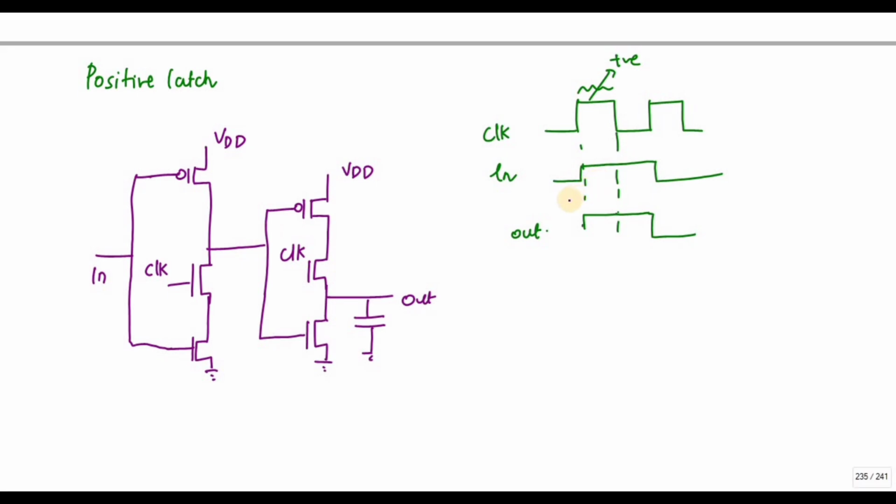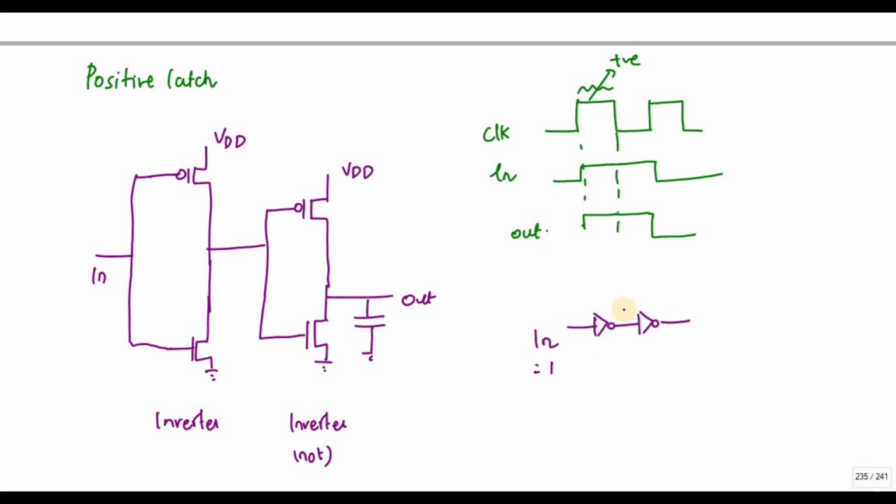Whenever the clock is 1, these two PMOS will conduct. So this becomes one inverter, and this is also an inverter. An inverter is called a NOT gate, so you have two inverters. If the input value is 1, this becomes 0, then my output goes to 1. So the input will be reflected at the output. If it is 0, this becomes 1 and this becomes 0.